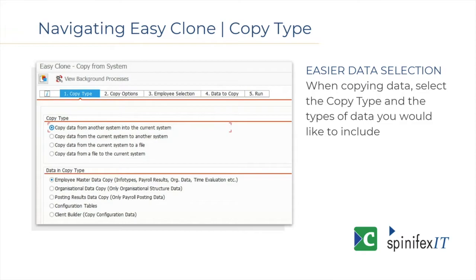The type of data to be copied is also indicated here. Usually it's the first option for employee data because that just includes everything. But sometimes the user may want to just copy over isolated data like just the GL posting documents or just the org structure. So we have options for that as well.